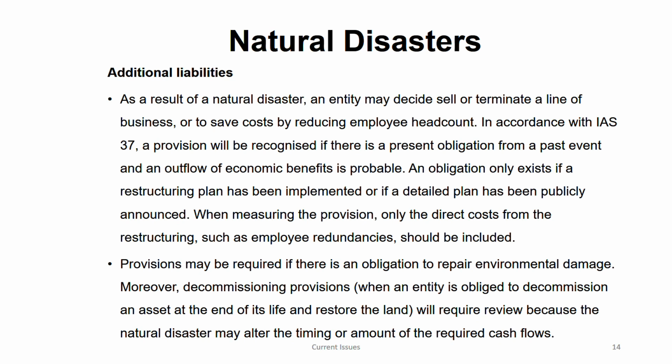Okay, so this will require a review. You just cannot recognize a decommissioning provision. It's a bit hard. You need to review this. A review is required. Why? Because a natural disaster may change the timing or the amount of required cash flow. Because of this natural disaster, now it might take more time for you to receive, or you might need more cash flow now. Right? It will change the timing also. So you have to review all this.